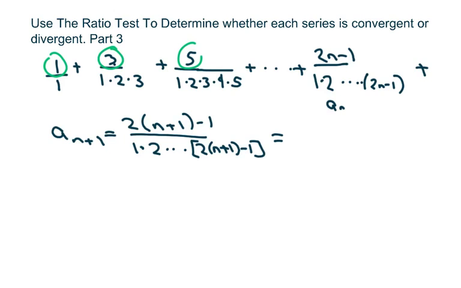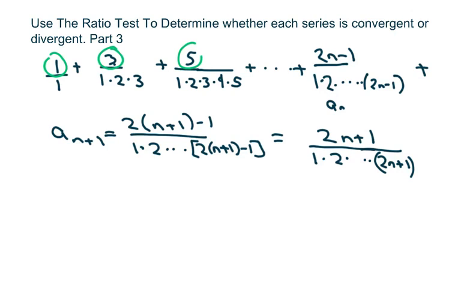And what that gives you is 2n plus 2 minus 1, which is 2n plus 1, sorry. And the denominator is going to give you the same thing: 1 times 2 times ... times 2n plus 1. So that's your next term.